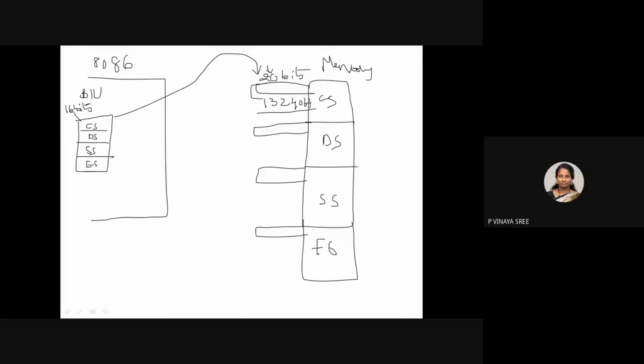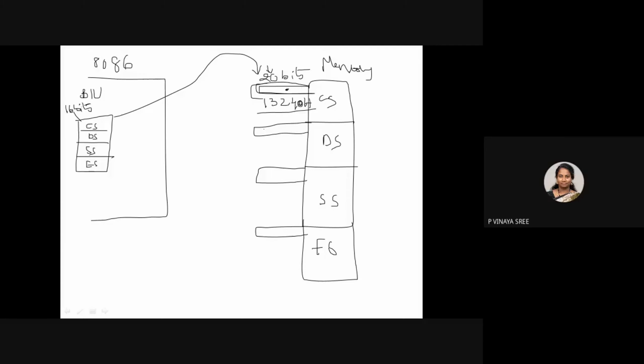Okay. So try to identify, ma'am. Whenever they are going for segmentation, it is planned that the lower digit must be 0. The organization is planned in such a way that it should be 0. Definitely, the code segment will start with one particular address, but the lower digit will be 0.